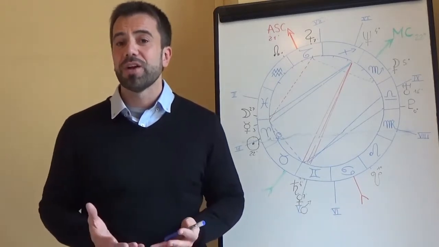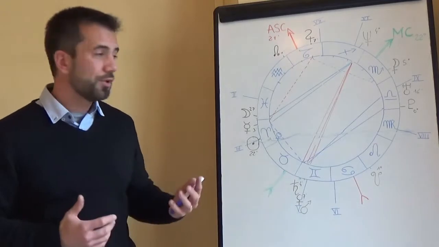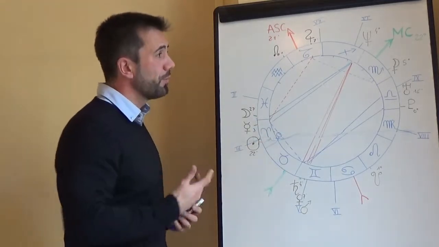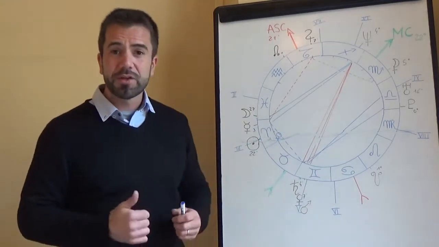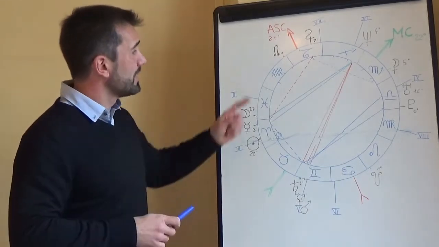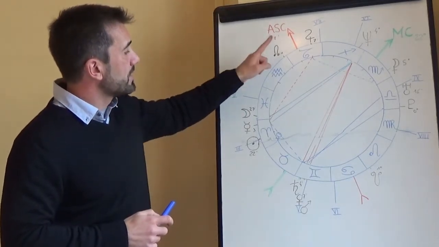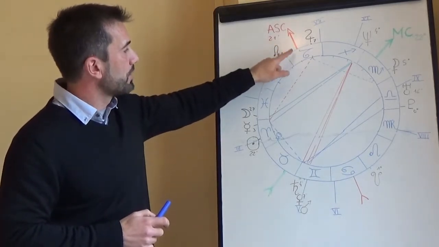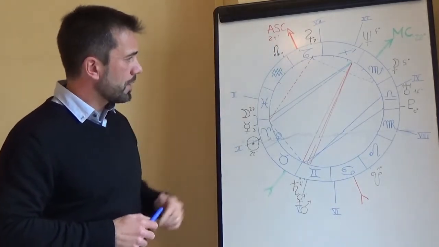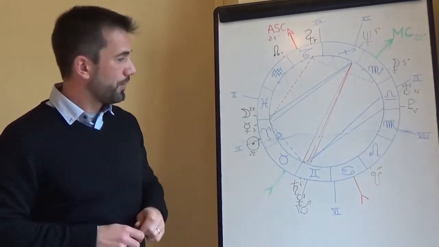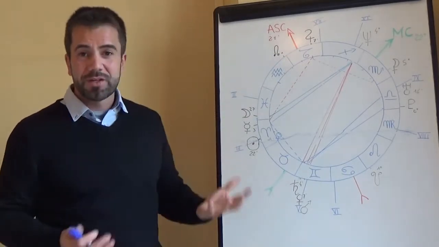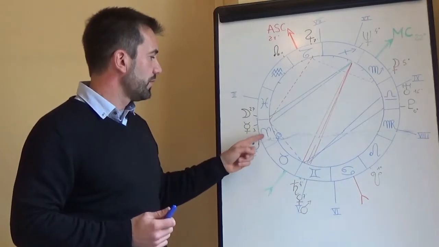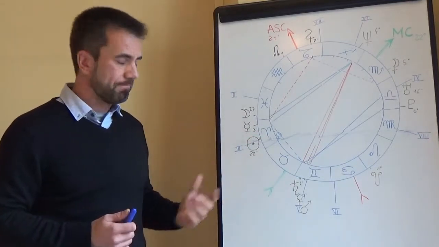So how to simplify a birth chart? Here on the board you have the representation of a birth chart, and the first thing you can notice is that the ascendant is not on the left, but here in the Capricorn, in the upper part of the chart. Why? Because I use the Aries sign on the left.